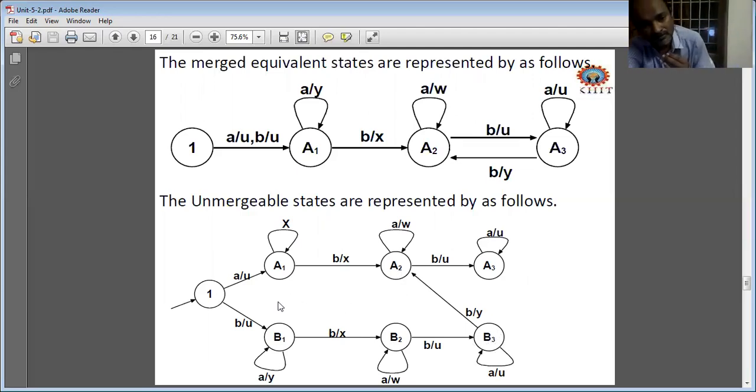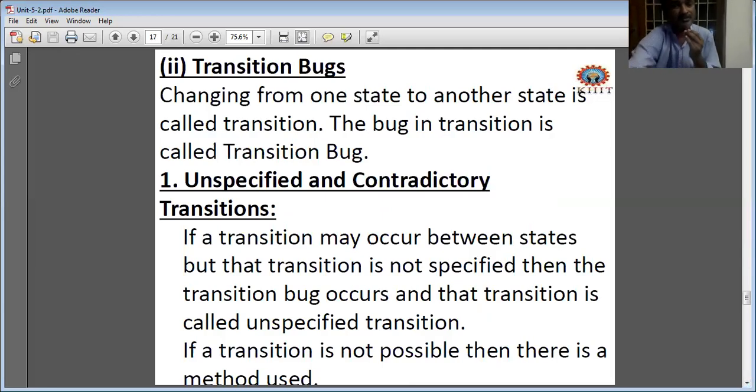So these are not merged states. This is called unmergeable states. Then transition bugs.